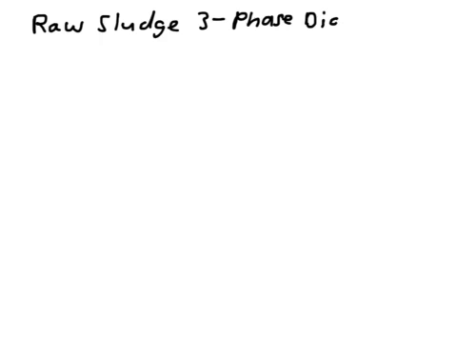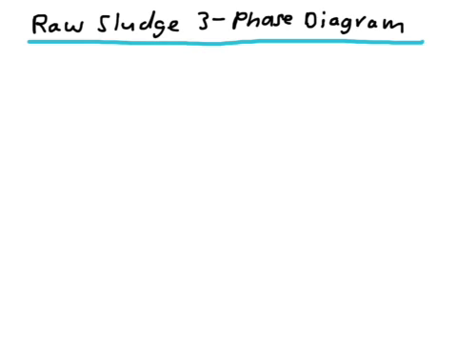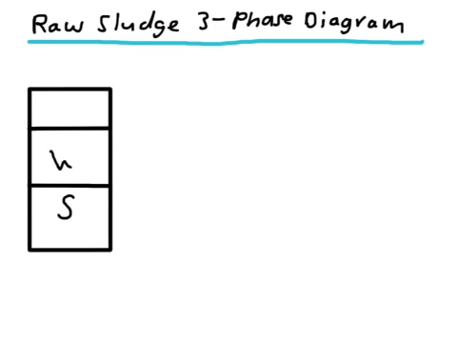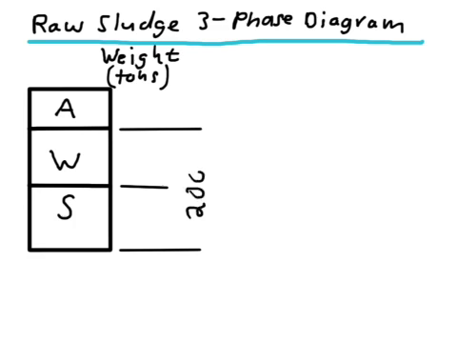So let's draw our first three-phase diagram of the sludge in its raw state. So here's my three-phase diagram. I'm going to measure just the weight in tons. Now I'm only going to do half the three-phase diagram because I don't need to know anything about volume here. The only thing this problem asks about is weight, and we aren't going to need to calculate volumes. So I'm going to calculate things in tons. I'm going to do this on a per day basis and then multiply out to years at the end.